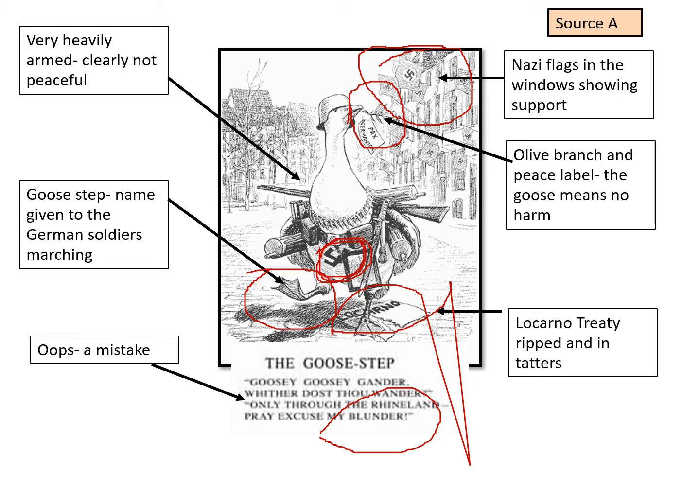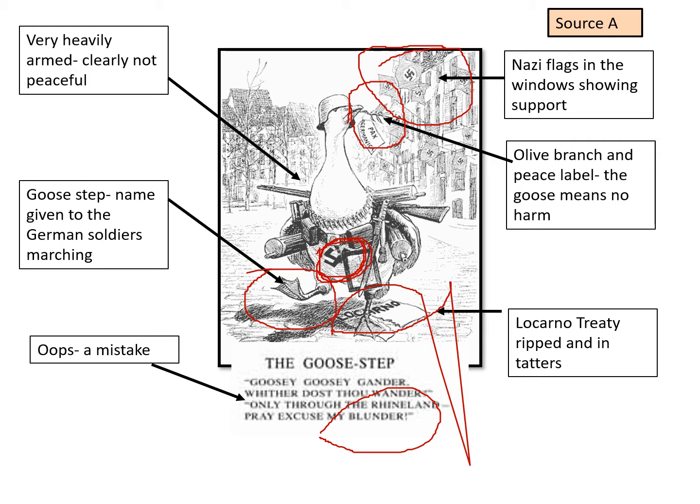This goose is very heavily armed. There's loads of ammunition around its neck. We've got rifles, we've got machine guns, we've got swords, all sorts of armour here. And of course, they've got a helmet on their head. So this goose is actually all geared up for war. This goose is not bringing peace. This is not a peaceful goose. It's the absolute opposite of that.